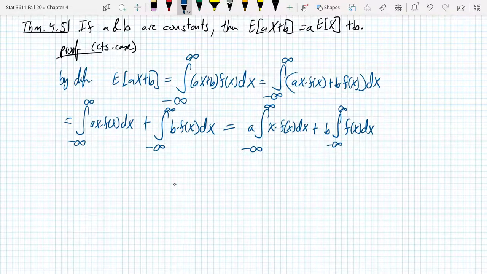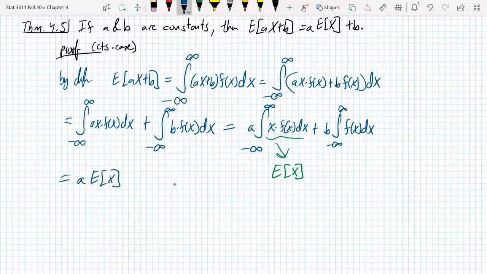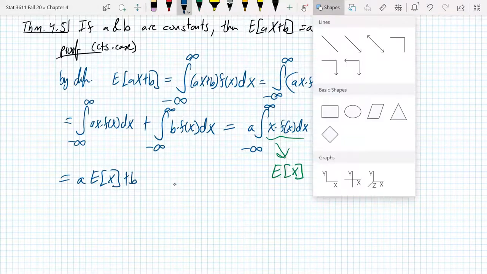Now let's take a look at what we have. What's the integral from minus infinity to infinity of x times f of x dx? All of this is, by definition, the expected value of x. You integrate x times f of x dx. So that's a times the expected value of x, and then b times the integral from minus infinity to infinity of f of x dx. Provided f is a valid PDF, this has to integrate to 1, one of the requirements of being a probability density function. So that's b times 1, which is just b. And that is exactly what we were looking for.